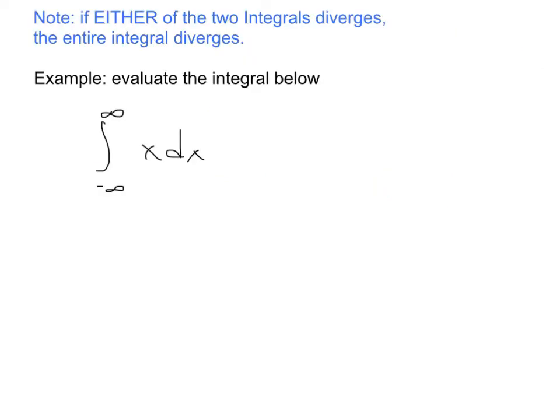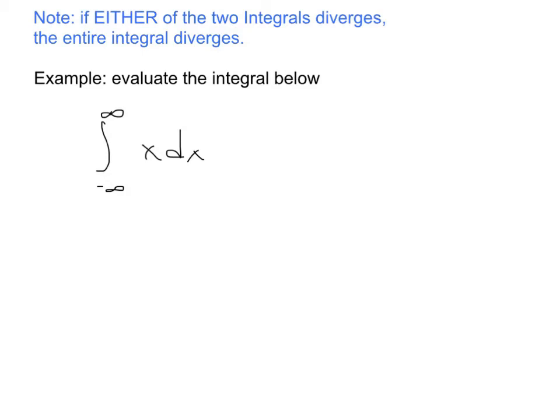When you're doing doubly improper integrals, it is incredibly important that you know that if either one of the two integrals diverges, the entire integral diverges. So if one of them is negative infinity and the other one's positive infinity, even if they perfectly cancel out, the answer is that the integral diverges. Right? So as you're working through these, if you notice that happens, you know that the whole integral is going to diverge if one of the two diverges.